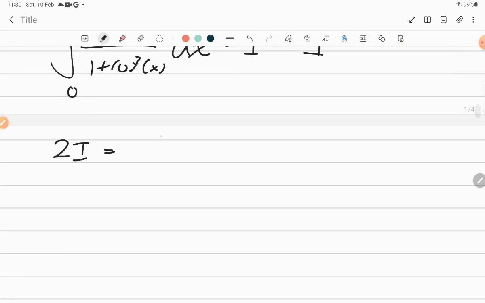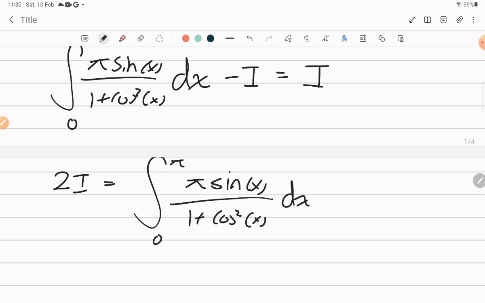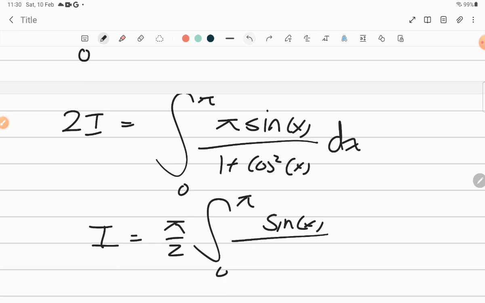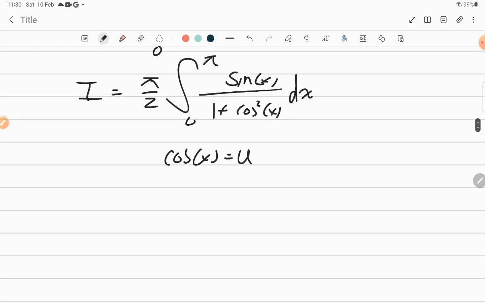2I is equal to the integral from 0 to pi of pi sine of x over 1 plus cosine squared of x dx. We can take the pi out here and divide by 2. So I is equal to pi over 2 times the integral from 0 to pi of sine of x over 1 plus cosine squared of x dx. So now we make a substitution, cosine of x equal to u.